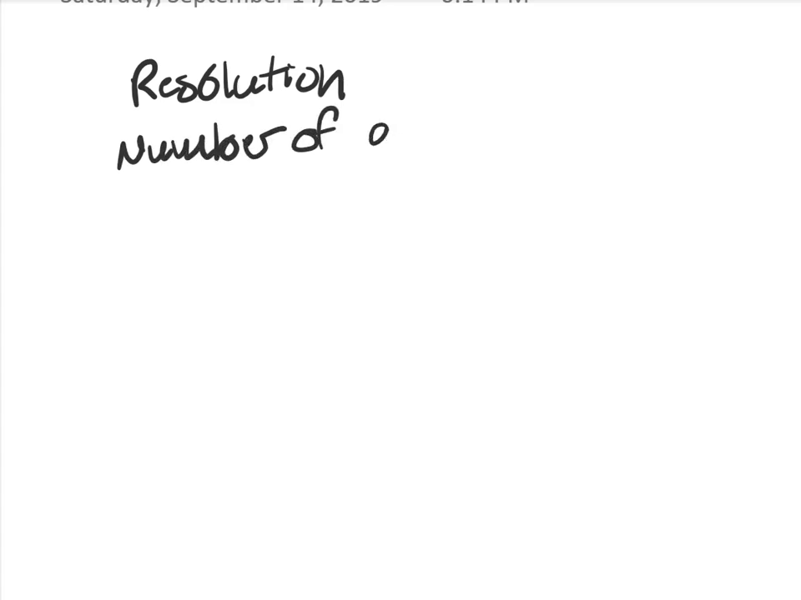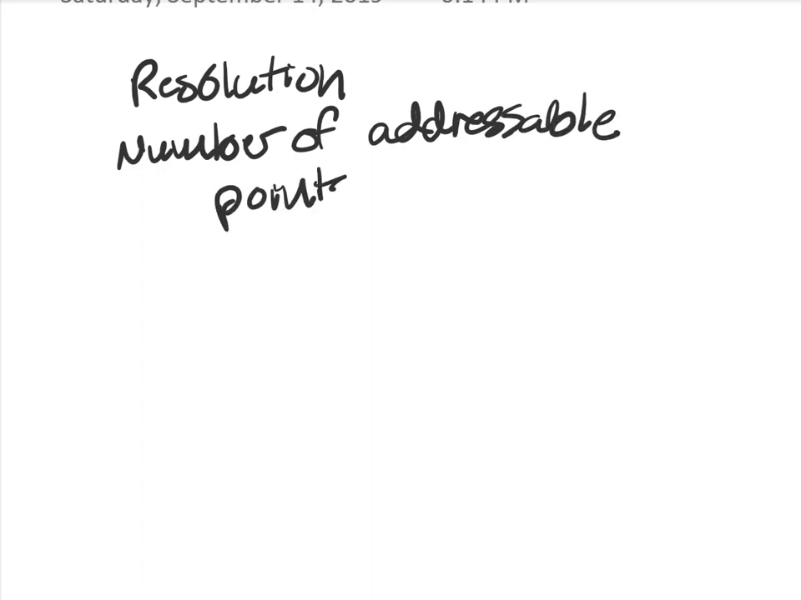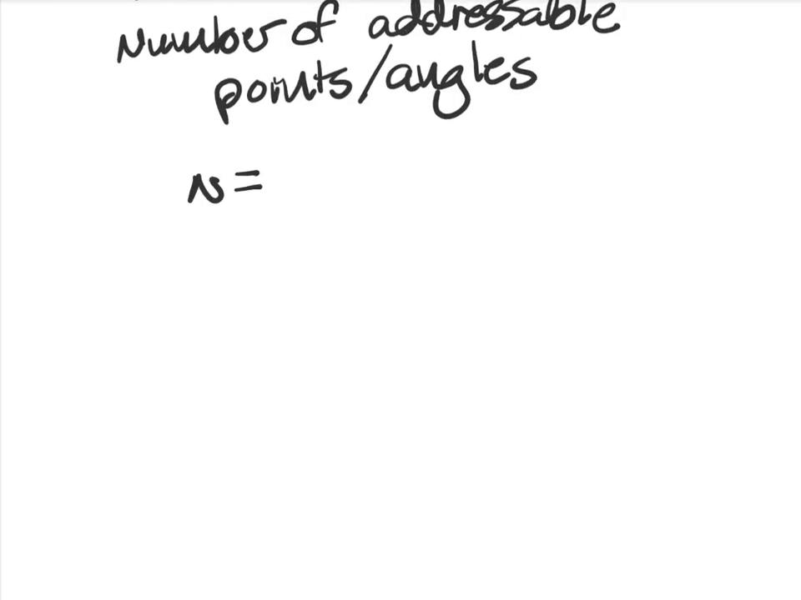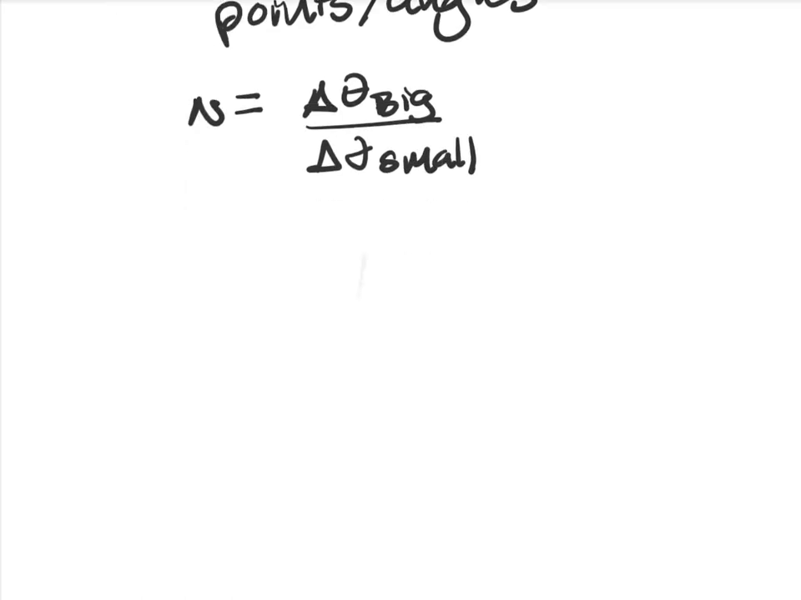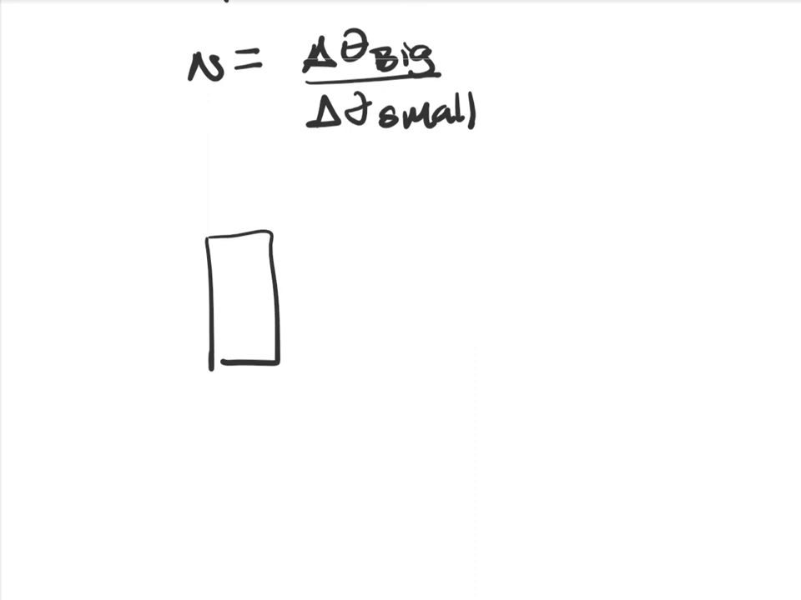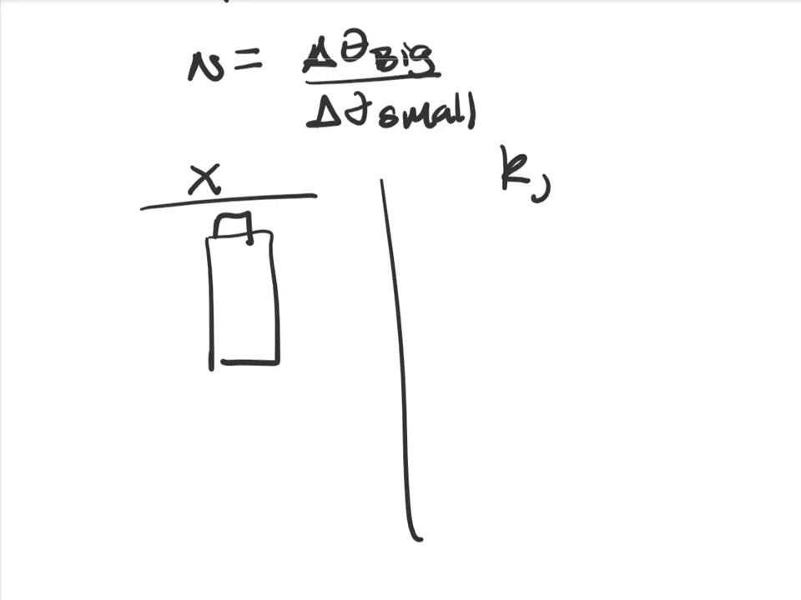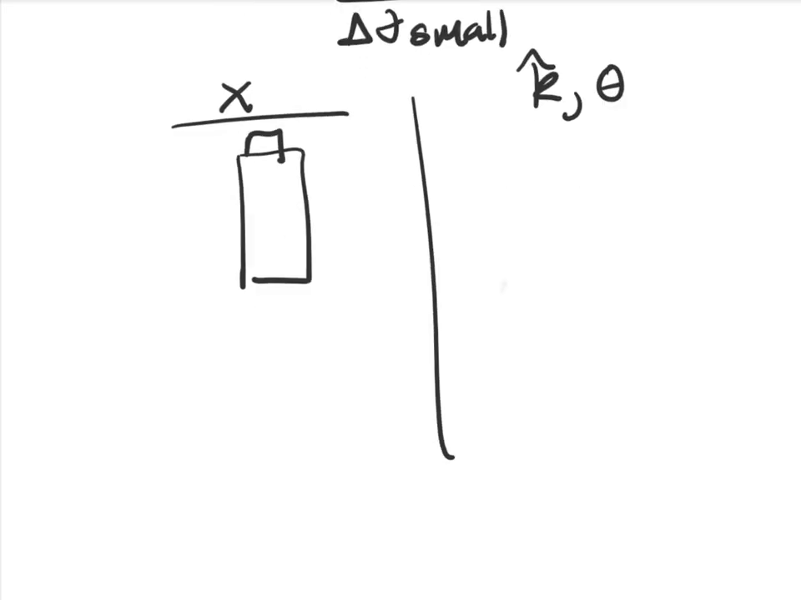Now, we want to use what we've learned to determine the resolution of an acousto-optic system. That's usually measured in what we call number of addressable angles, or the number of addressable points. And these are actually equal to each other. And the expression is N is equal to delta theta big, that's the total scan angle, divided by delta theta small, that's the beam divergence. So what's the total scan angle for a beam? The total scan angle divided by the total beam divergence.